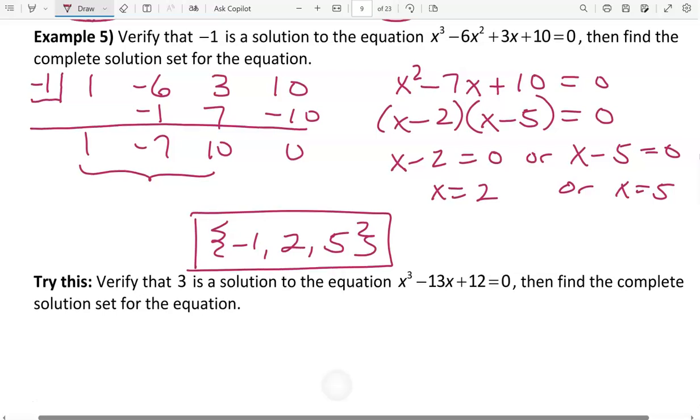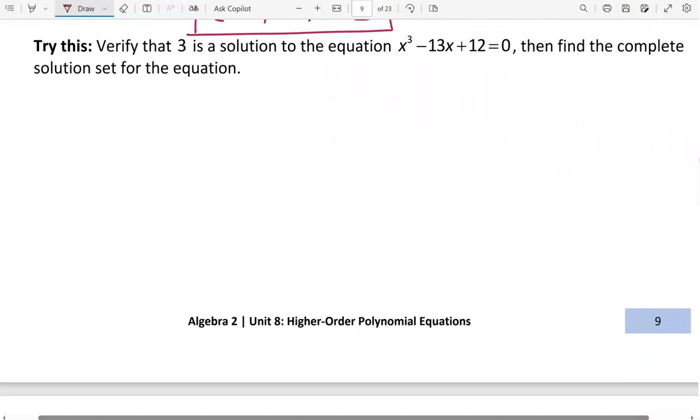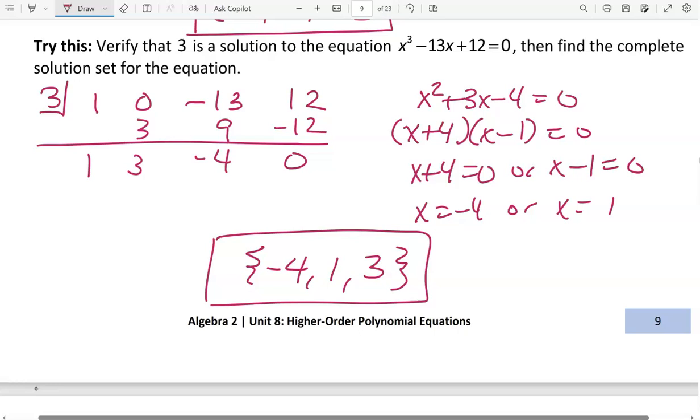Pause the video while you try the next one on your own. And there's the complete solution set. Be careful with your synthetic division. A really common place to make an error here is to forget that there must be a zero placeholder for the x squared term in the dividend.